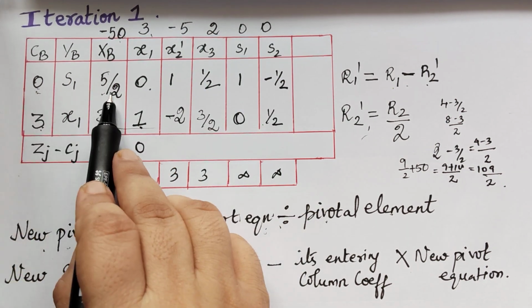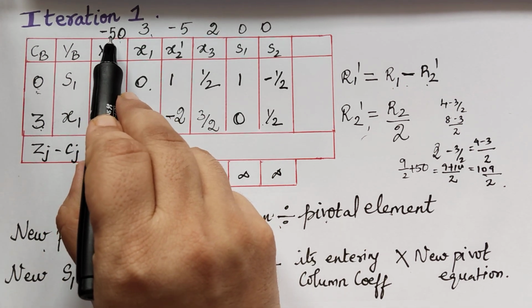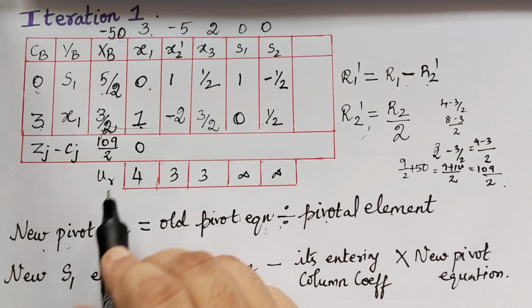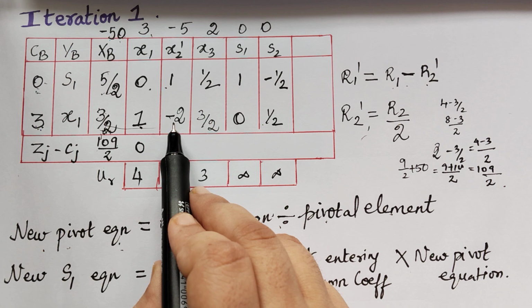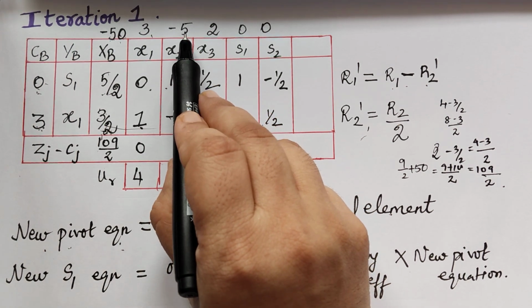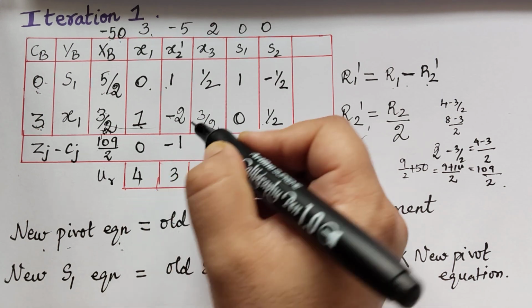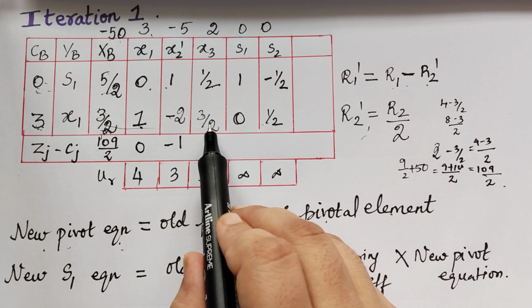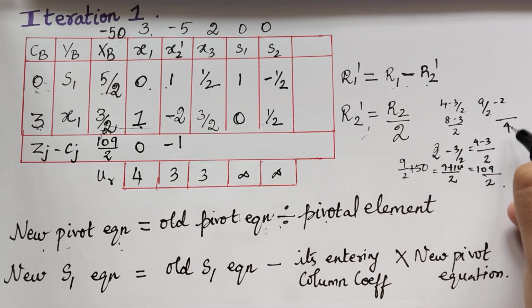So this is 109 divided by 2. So remember, 0 into 5 by 2 plus 3 into 3 by 2 gives us 9 by 2. Minus of minus 50, which will be plus 50. So 9 by 2 plus 50 is 109 by 2. This is how we got this. Similarly, 0 into 1 plus 3 into minus 2, which is minus 6. And then minus of minus 5, which is plus 5. So minus 6 plus 5 will give us minus 1. And here 0 into 1 by 2, 0. 3 into 3 by 2 is 9 by 2. 9 by 2 minus 2. So what is 9 by 2 minus 2? LCM is 4. 9 minus 4, which will give us 5 by 4.